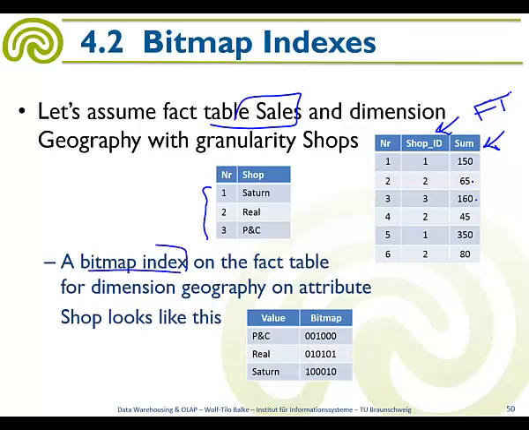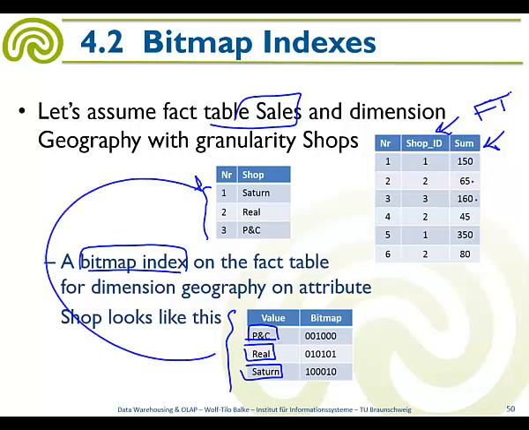So what you do now, you build a bitmap index. A bitmap index is basically a group of bitmap vectors, and for each distinct value in the dimension table, you build a bitmap vector. So the size of the bitmap index is equal to the number of distinct values in the dimension. The bitmap index now has 3 bitmap vectors, one for Peek & Kloppenburg, one for Real, and one for Saturn. The length of the bitmap will be equal to the cardinality, the number of tuples in the fact table.